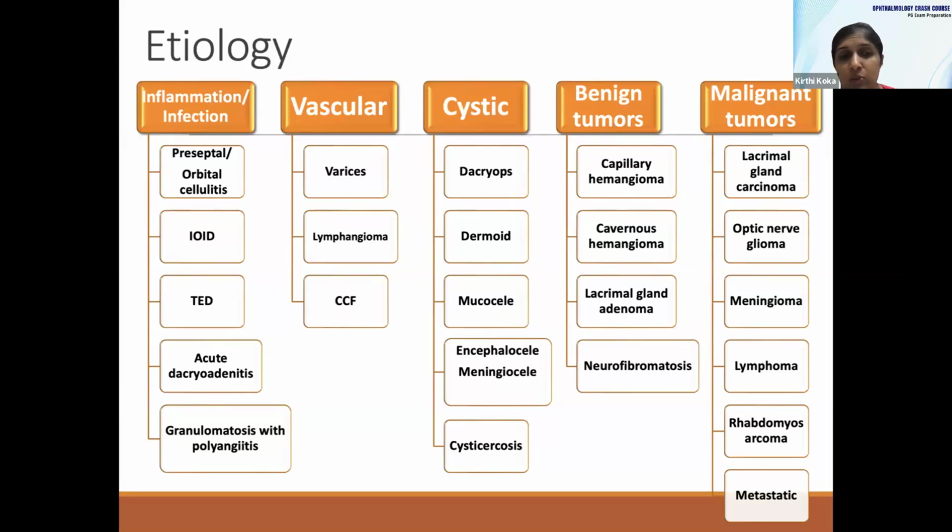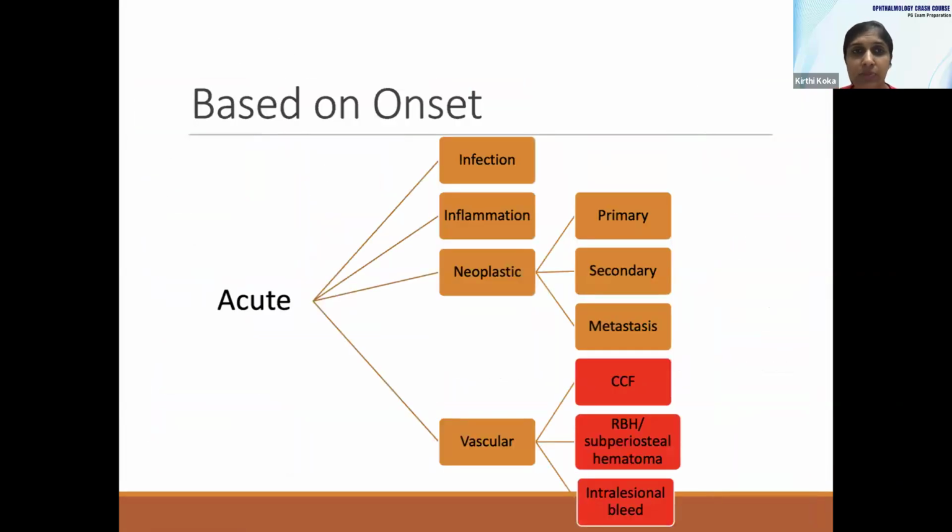Vascular causes, we dealt with CCF, I have already told you. Other causes like lymphangiomas or capillary hemangiomas can be vascular. Cystic, dermoids and mucoceles are the most common ones. Then you can classify into benign and malignant. Benign can be capillary hemangiomas, cavernous hemangiomas or lacrimal gland tumors, whereas malignant can be malignant tumors of the lacrimal gland, gliomas, meningiomas, rhabdomyosarcomas, which all come under malignant tumors.